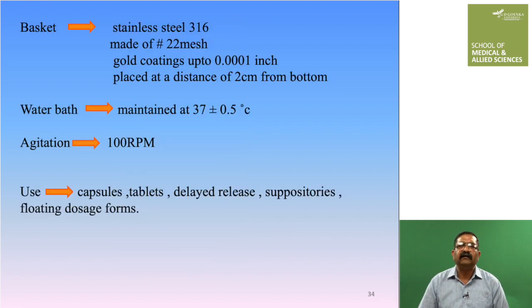In the next slide, basket stainless steel assembly with 316 grade and number 22 mesh with gold plating at a distance of 2 cm from the bottom. Water bath is maintained at 37 plus minus 0.5 degrees centigrade. Agitation speed of the apparatus is 100 rpm. Capsules, tablets, delayed release tablets, suppositories and floating dosage forms are applied.